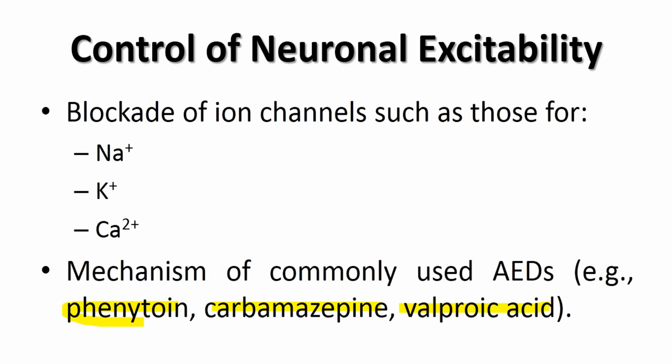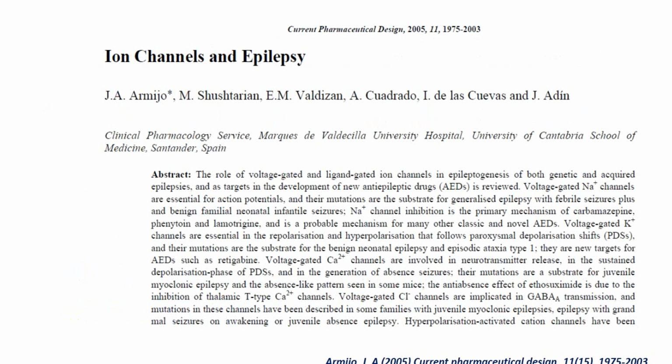Since I mentioned ion channels are very important in control of neuronal excitability, or how epilepsy is controlled by the drugs, we have a fantastic research paper, the title of which is Ion Channels and Epilepsy from Current Pharmaceutical Design. This research paper explains the role of ion channels in epilepsy, and some of the things we have already taken in our earlier slide.